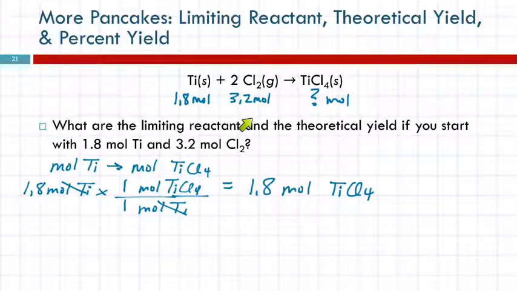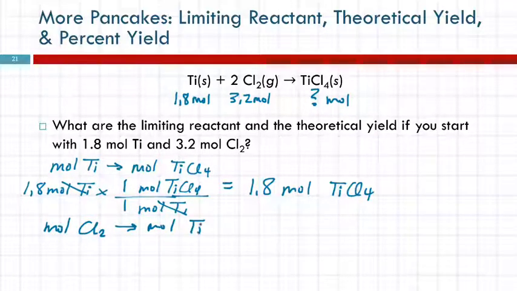Now I'm going to take the other reactant. I'm going to go moles of chlorine to moles of titanium chloride. I could calculate other things. I could start here and I could calculate the moles of titanium, but that's not what I want. I want to go to the same thing. I want the product, just like when we were doing pancakes, with the baking powder and the eggs and the flour, we want number of pancakes for all of them.